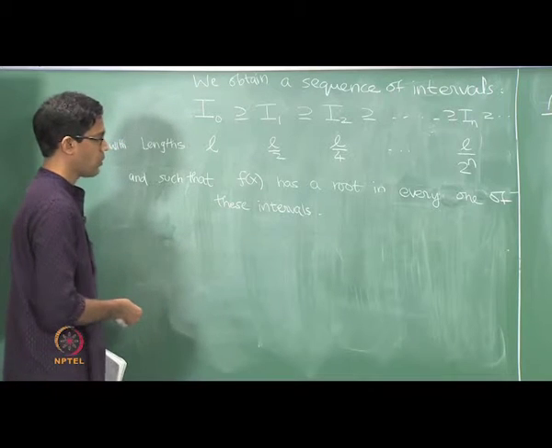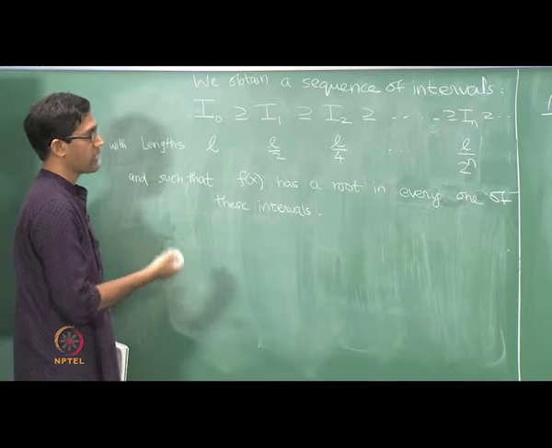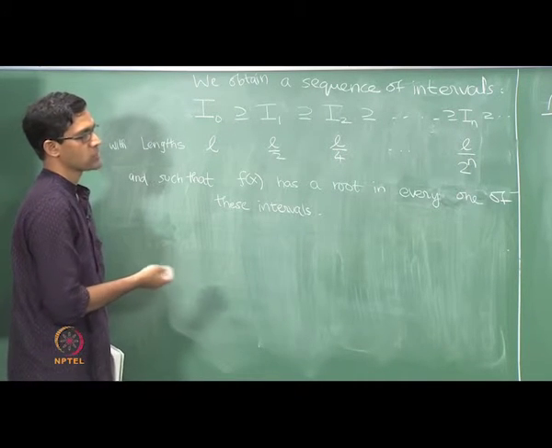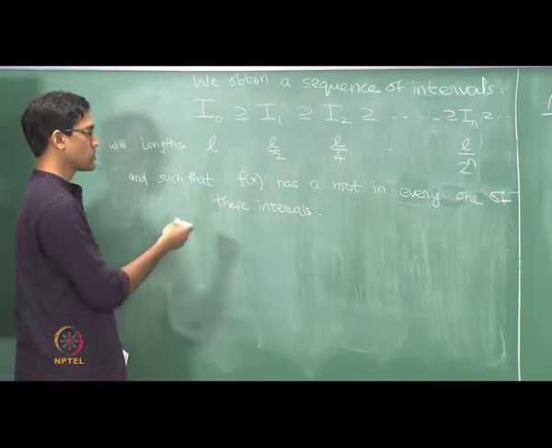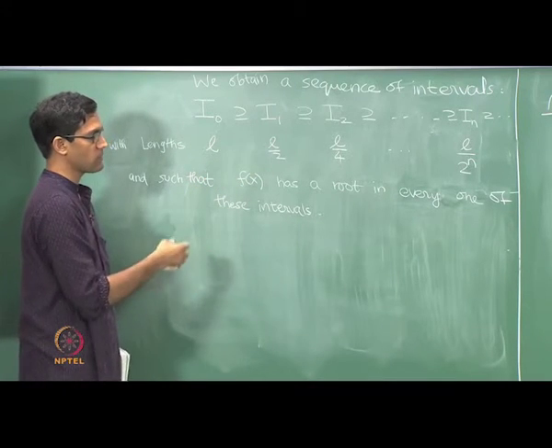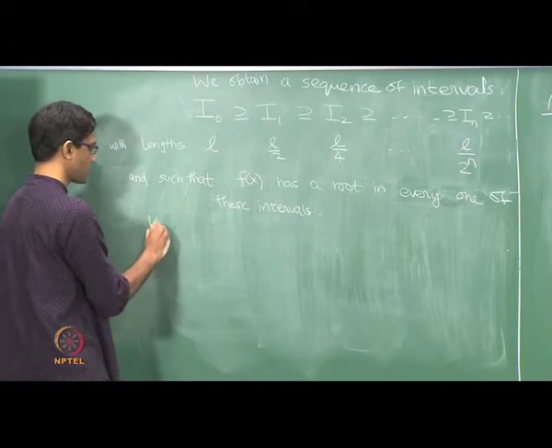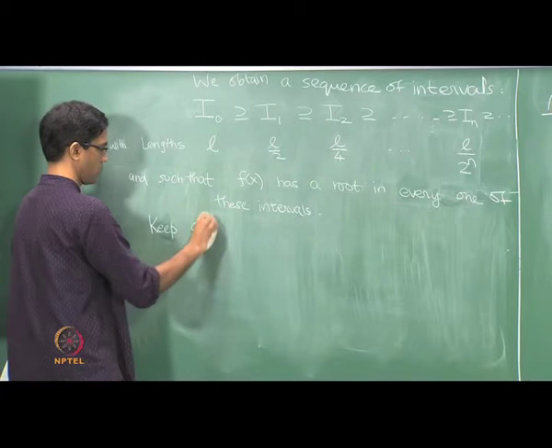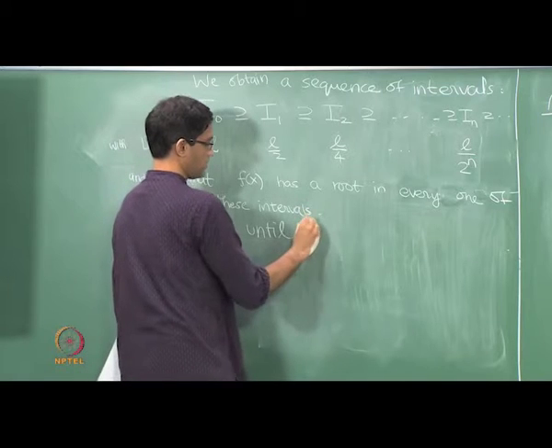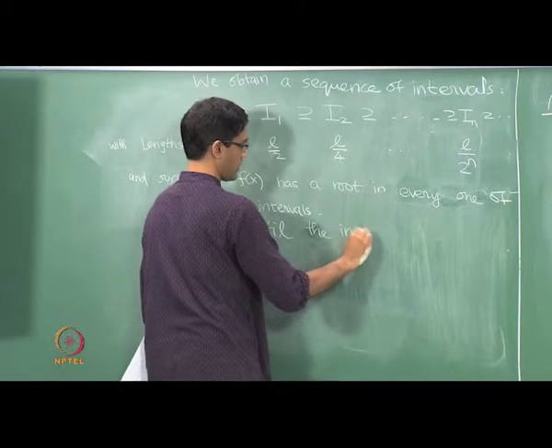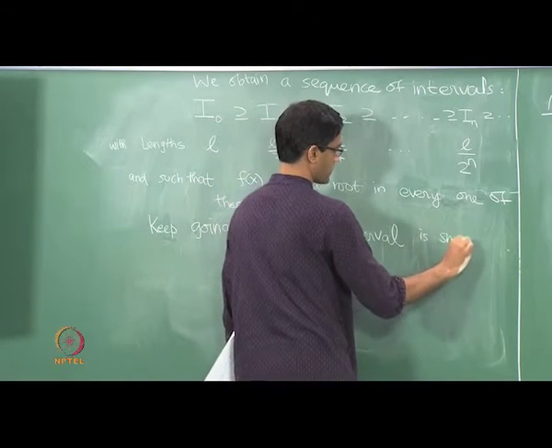So if your goal was to find a root of the given function f to within an accuracy of, let's say, 0.001 or 0.00001 or whatever be the given accuracy, all you must do is keep doing this process until the interval size becomes smaller than the required accuracy. So the general algorithm says keep going until the size of the interval obtained becomes smaller than the required accuracy.